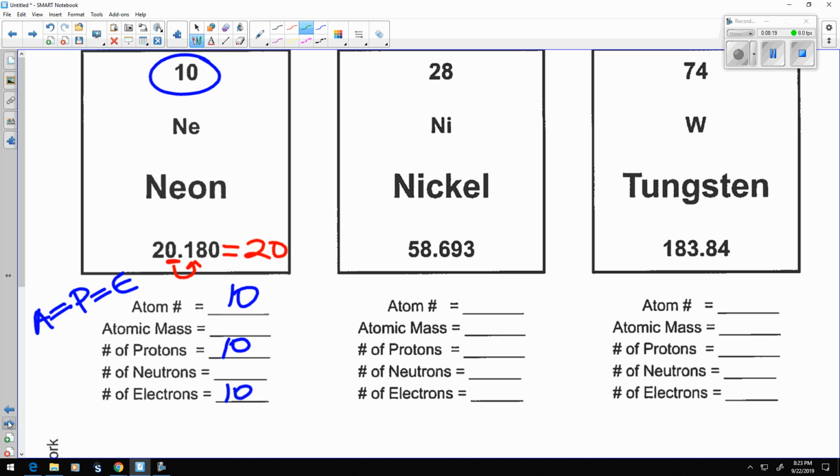So now we look at the mass. And the mass, again, is this 20, which we rounded off. Okay, and we can put it down here as 20. And then all we need to do is take 20 minus 10 and be able to find our number of neutrons. So 0 minus 0 is 0, 2 minus 1 is 1.